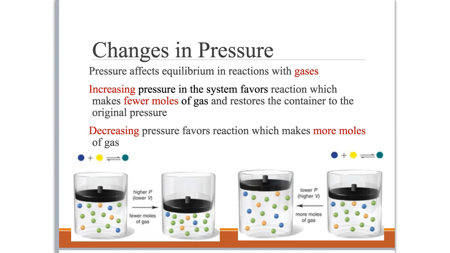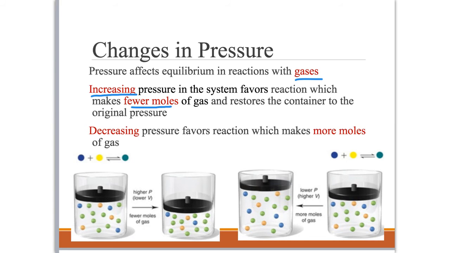And then finally, changes in pressure. Pressure is going to affect equilibrium reactions that involve gases. And so increasing the pressure in a system is going to favor the reaction which makes fewer moles of the gas so that the container can go back to the original pressure. So if the pressure inside the container, say, is 1 atmosphere and it is increased to 2 atmospheres, the reaction will move to pull molecules out of the airspace there, so that the pressure of the container would go down.